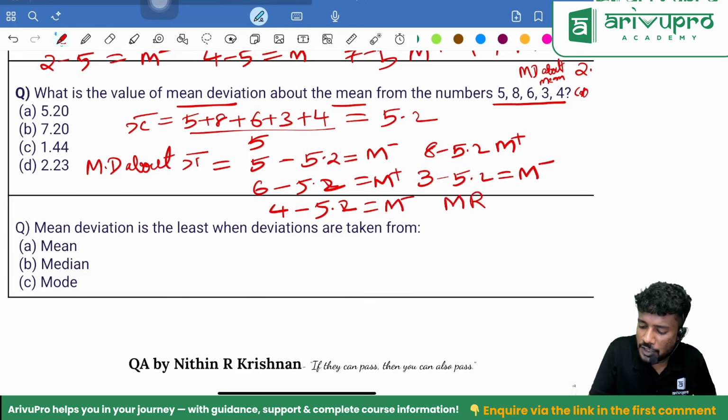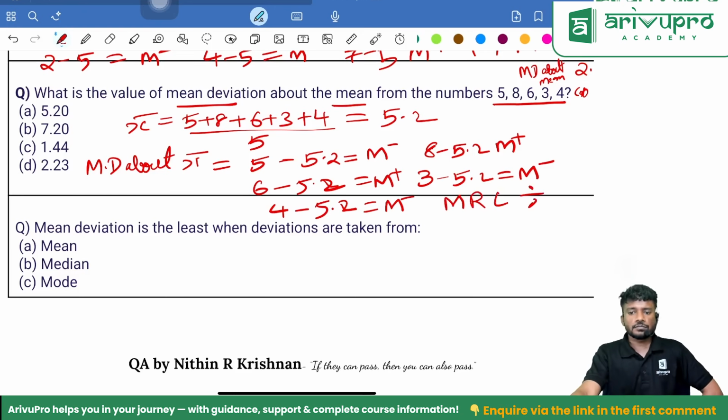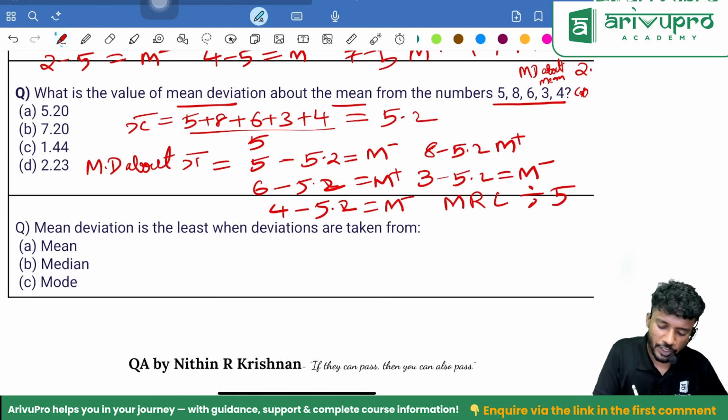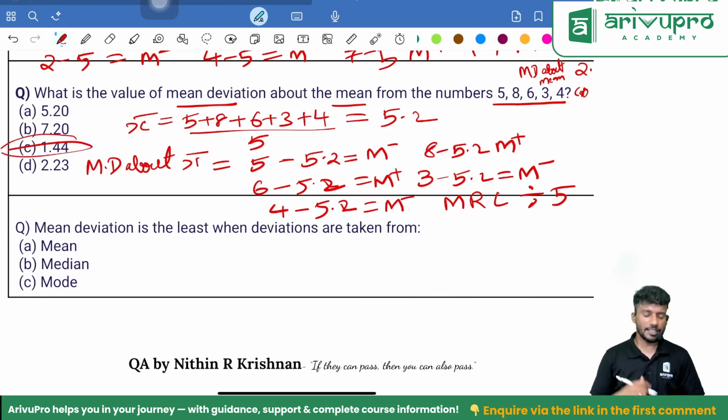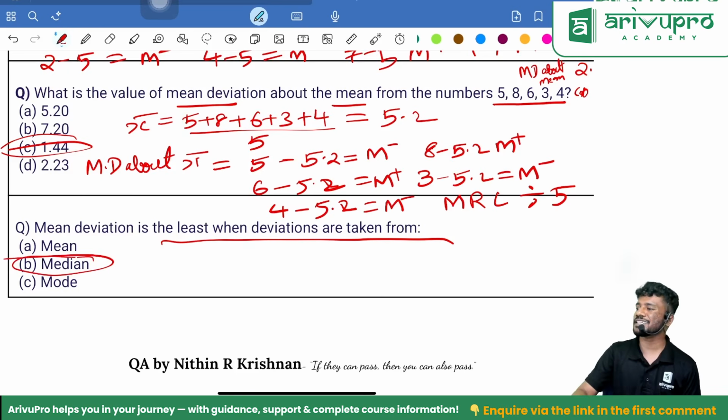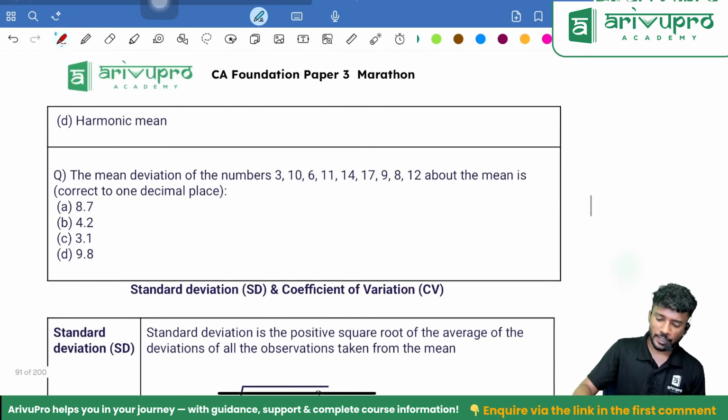Finally MRC, then divided by what? Divided by number of terms, that is 5. How much is the answer? 1.44. Option C. Next question. Mean deviation is least when taken from what? Median. Option B. Mean deviation is least when taken from median.